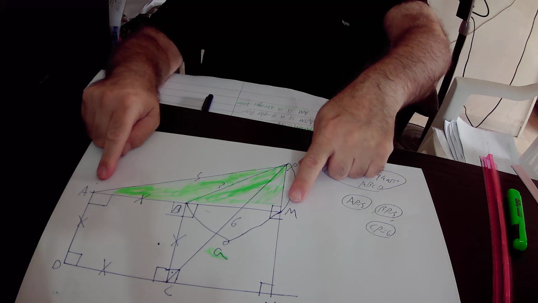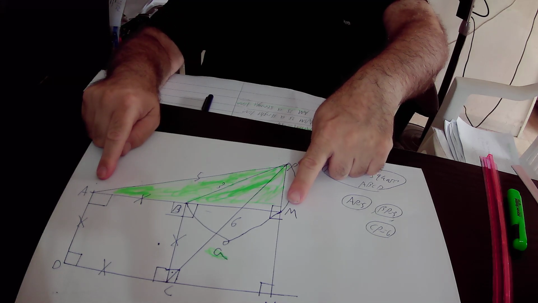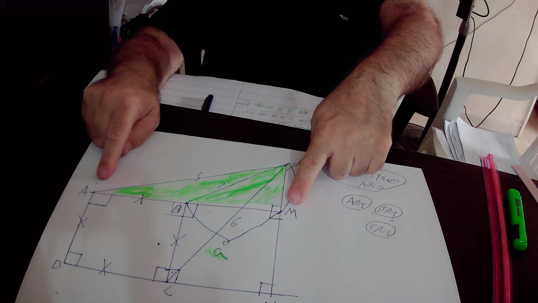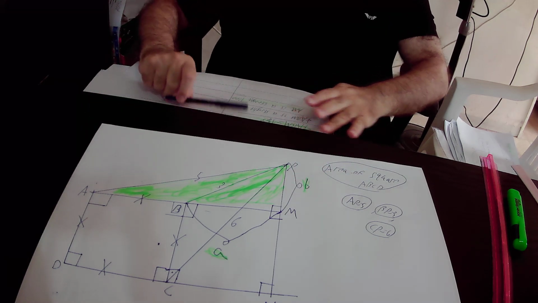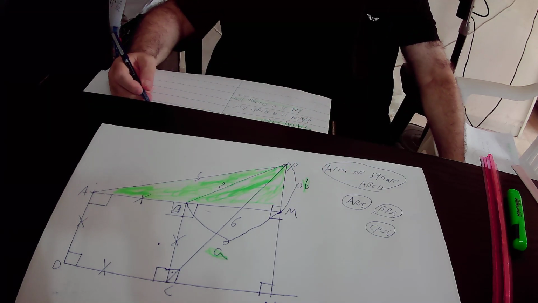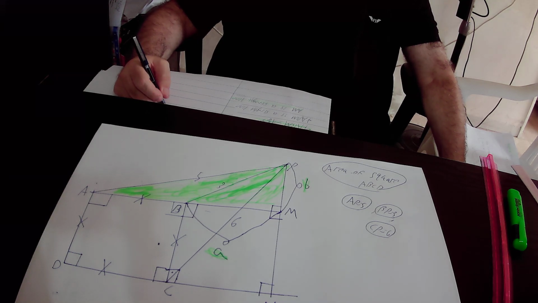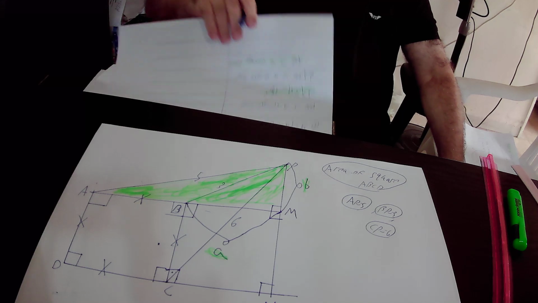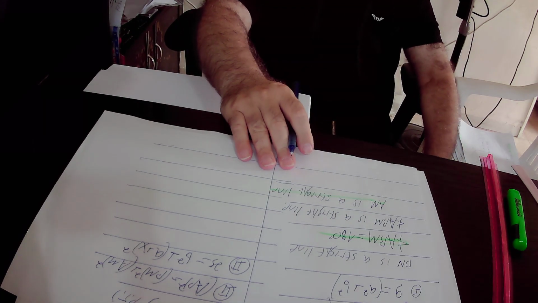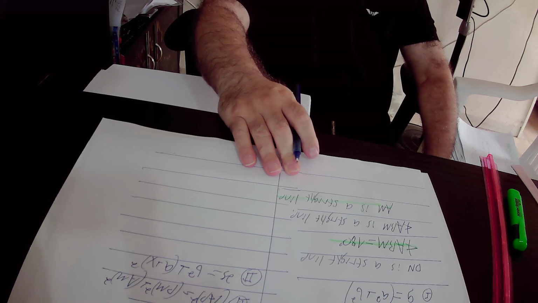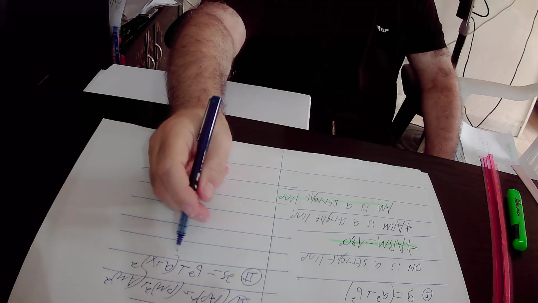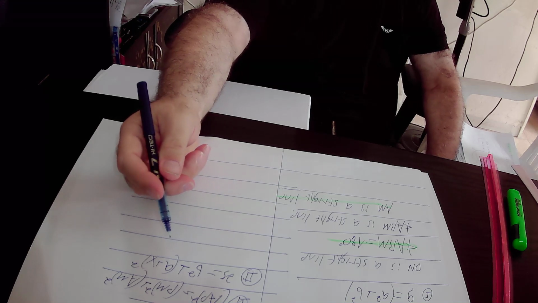What is the length of AM? It is very easy to see from the drawing that AM equals a plus x. Again, AM equals a plus x. So if AM equals a plus x, it means that AM square will be equal to (a plus x) squared. So in conclusion, we found out that according to equation number 2, 25 equals b squared plus (a plus x) squared.